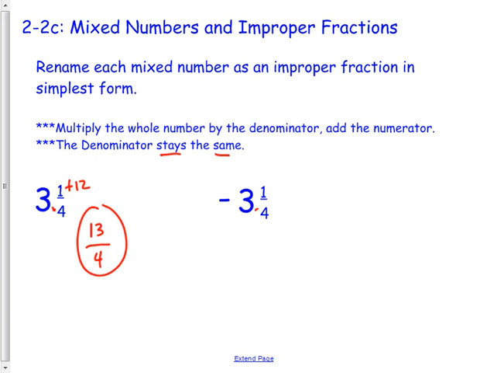Same thing here, we multiply 3 times 4, and then we add the 12, and now we're going to get 13/4. However, the answer is negative 13/4 because of the negative sign out in front. So it will just remain the same 13/4. However, it's just the whole thing's going to be negative.